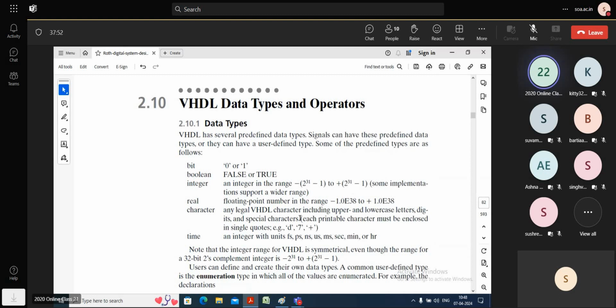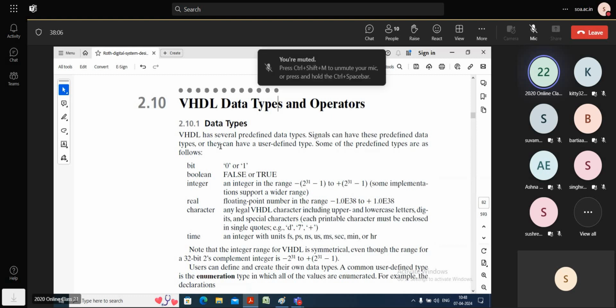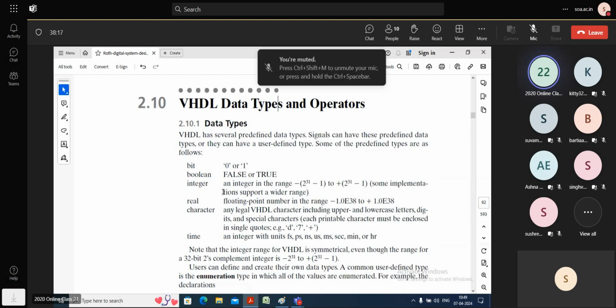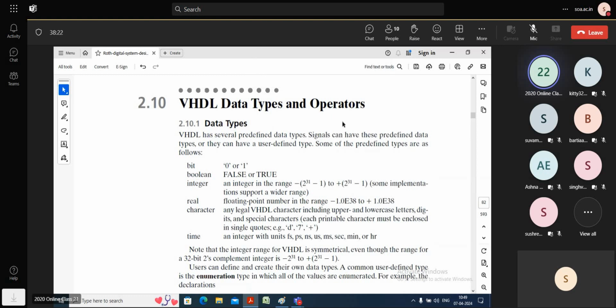Okay, so next we'll see VHDL data types and operators. As you know, in all the programming languages there are some data types and operators, like in C, C++, Java, Python, which you have studied. Similarly, here we'll see what the data types and operators in VHDL are. It has several predefined data types.